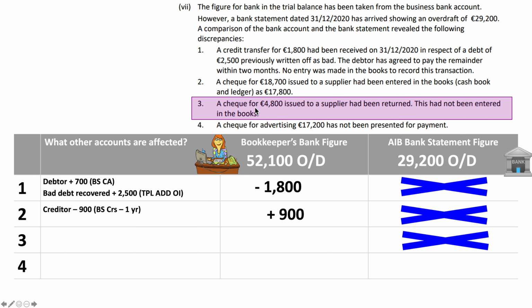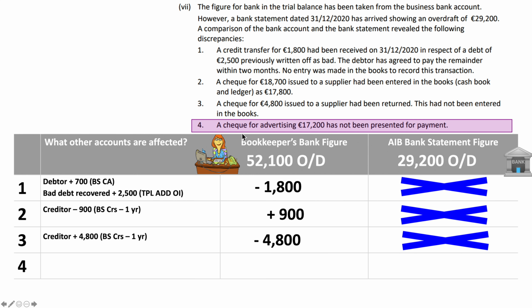So a cheque issued to a supplier had been returned. It may have been returned because, for whatever reason, maybe there was no money in their account. It could be the post returned it. However, the cheque just came back to the business. Whatever it is, they need to record that the money they had paid out of the bank to pay the creditor is now, technically, coming back into the bank. So it will reduce the bank overdraft, and it will also increase the creditor. So we owe the creditor 4,800 again. So we would credit the creditor and debit the bank. Debiting the bank in this case would reduce the bank overdraft.